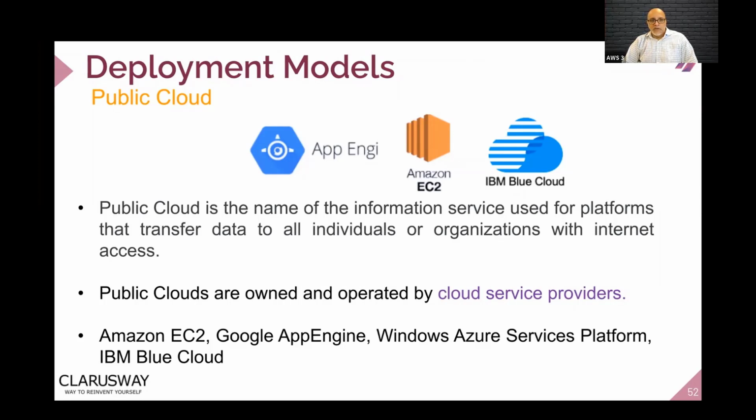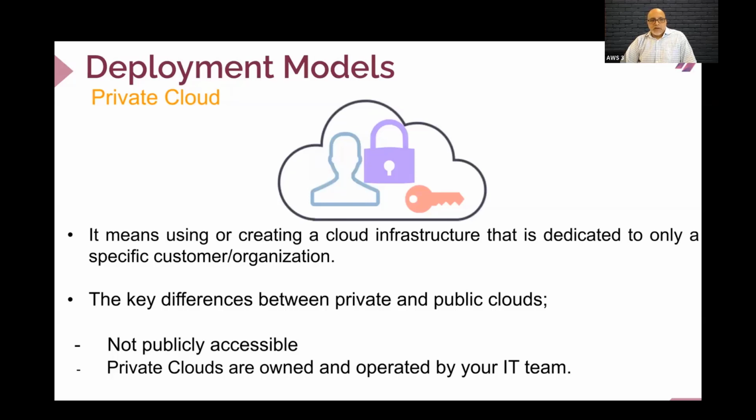Okay, and the common public cloud companies are, for example, AWS, Google Cloud, Windows Azure, and IBM. But those are all public clouds, right? And the services that you would run on them are, for example, the EC2 or the App Engine or what have you. Okay, private clouds, again, very common.